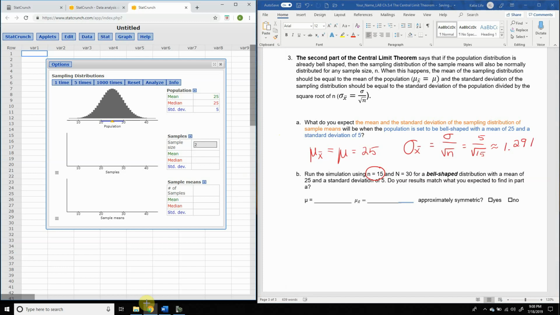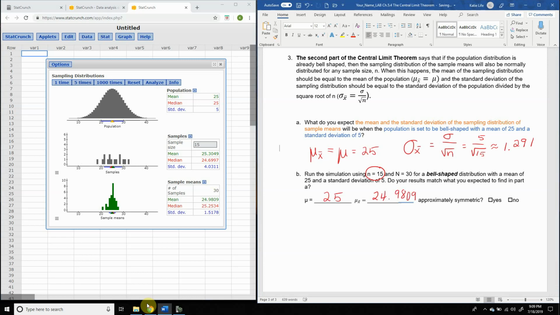So let's go ahead and see what happens. So we're going to run this simulation. We're going to use a sample size of 15. So adjust that middle dialog box. And we want to do this 30 times. So I'm hitting the 5 times button 6 times until I get 30 samples of size 15. Let's see. Again, the population's mean was 25. We come up with a sampling distribution mean of 24.9809. Well, that's pretty darn close.